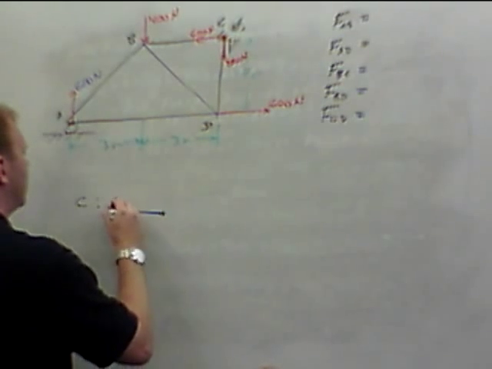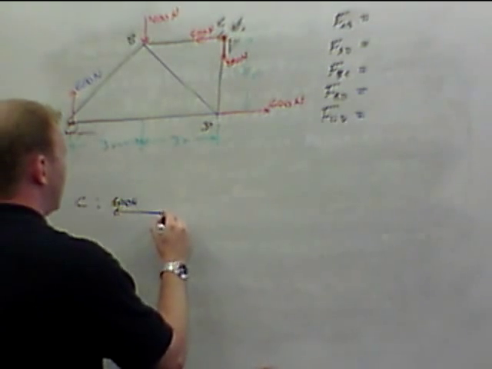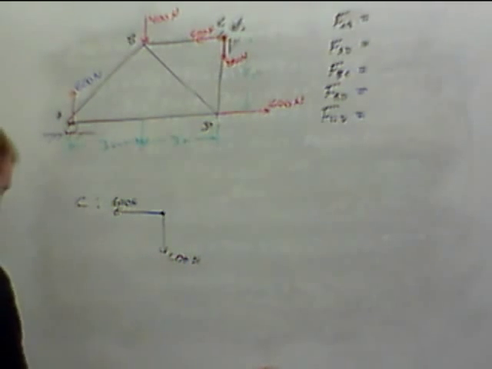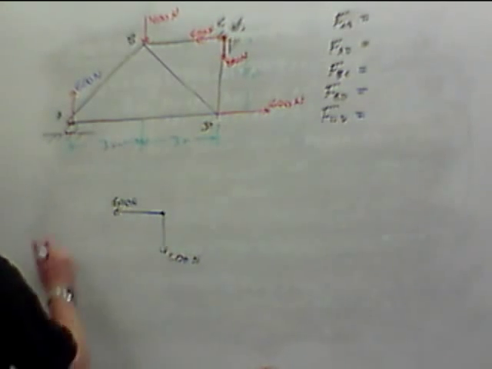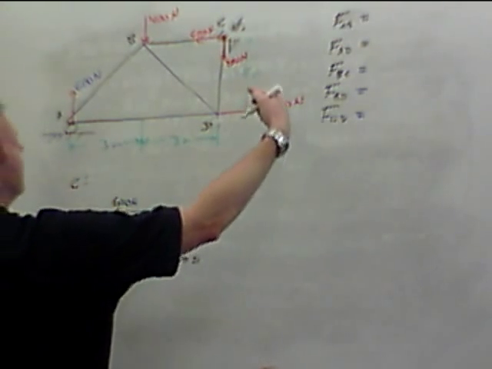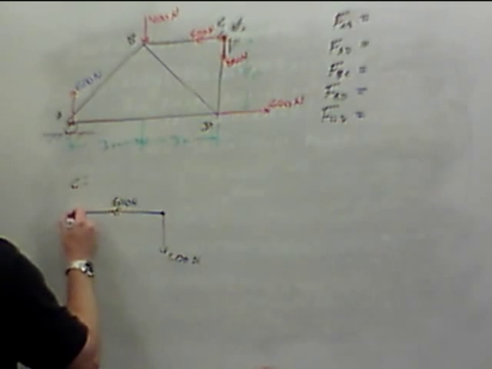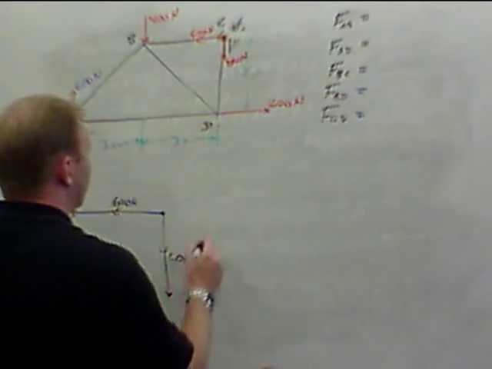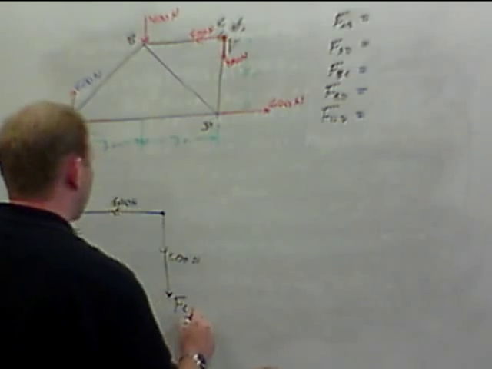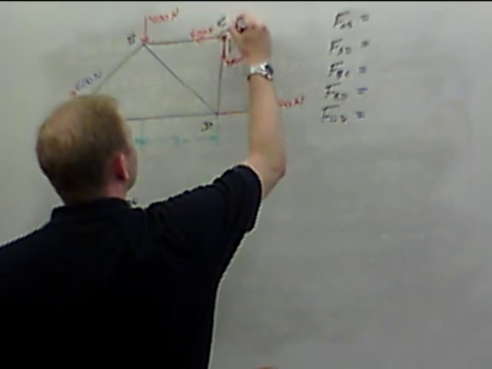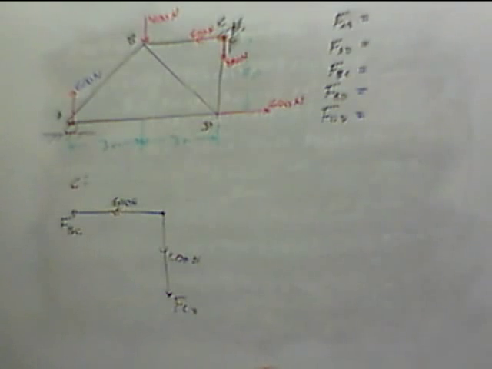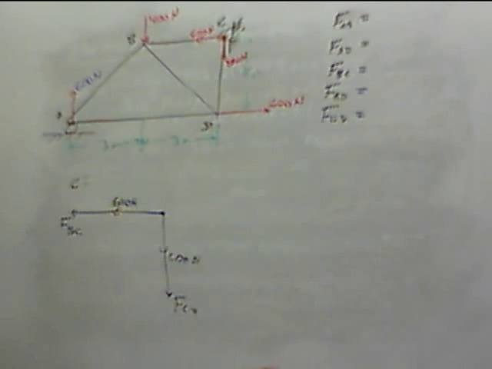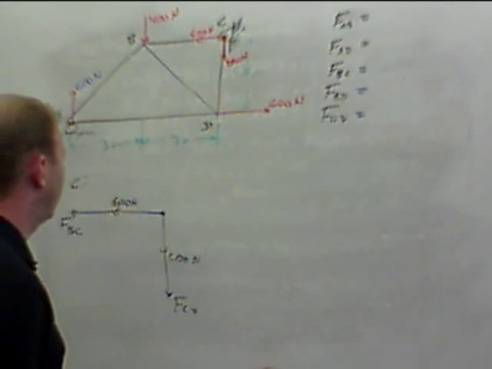We have the 600 newton applied force there. We have 200 newtons applied downward. Okay, we have BC. I'm going to move this. BC, I'm going to draw out of C. So this is FBC. And then I'm going to draw the other force here, FCD. As I've drawn it, I have two forces to the left, two forces downward. Obviously something's going to have to change direction here.